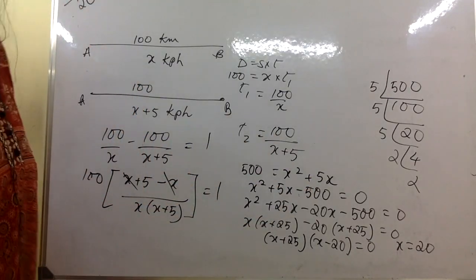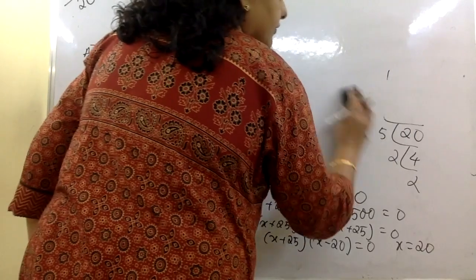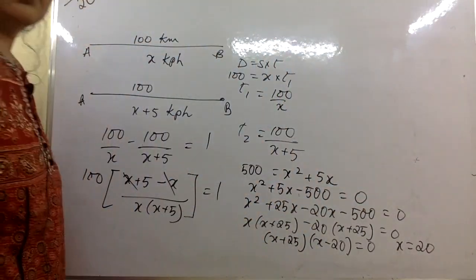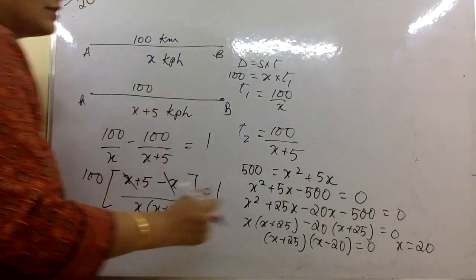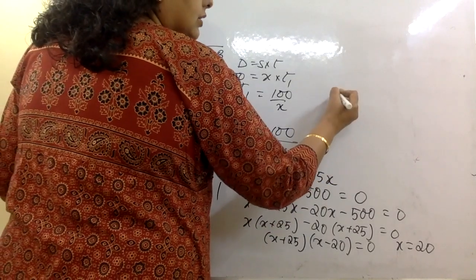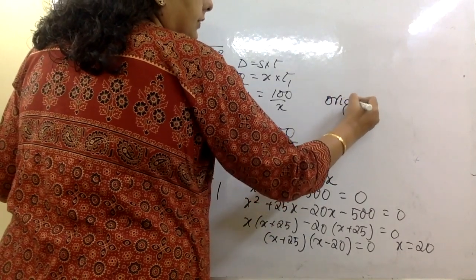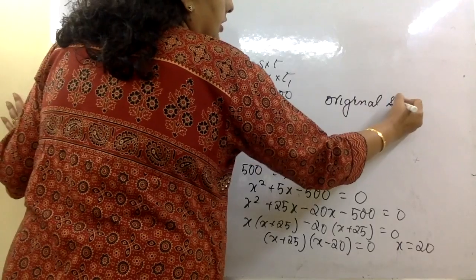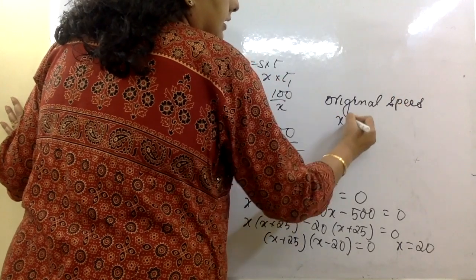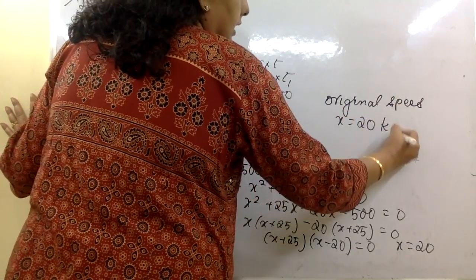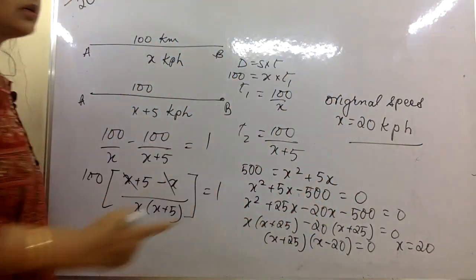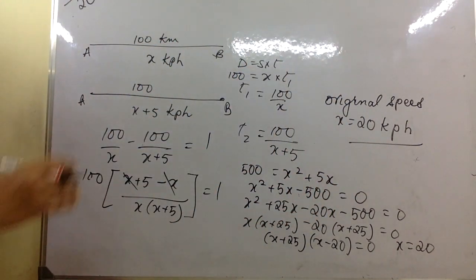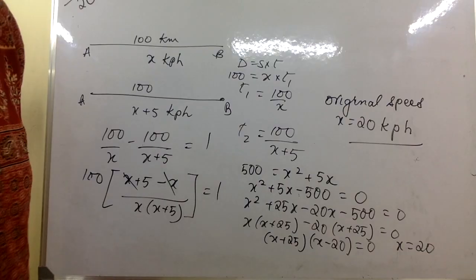So what is the speed? This is a very common question in SSC, so please do all the types, you have lots in the textbook. They want the original speed, so x is equal to 20 kph. Please give the units. Okay, so let's move on to the next question now.